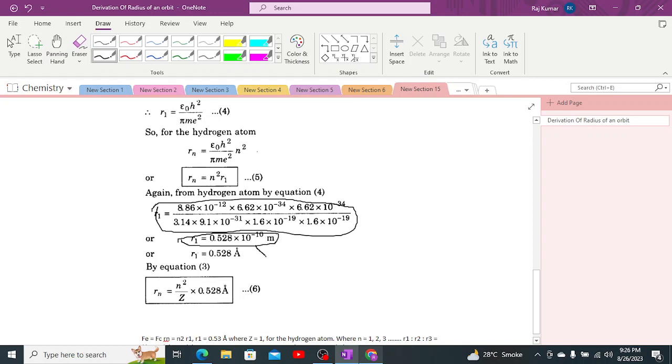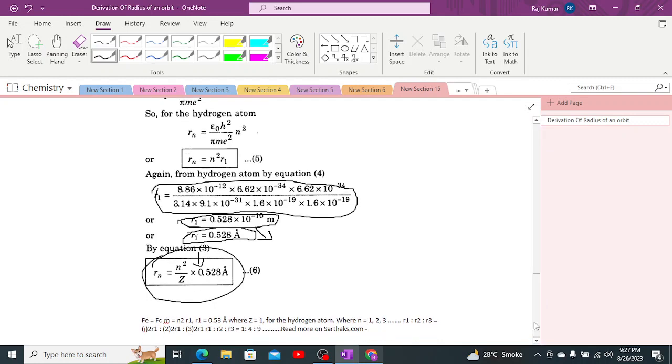As we know, 10 to the power minus 10 meter is equal to an angstrom, which is a unit of radius of an orbit. So the value of the constant will ultimately become 0.529 angstrom, a naught. After putting the value back inside the equation, it becomes r is equal to n square upon Z into 0.529 a naught.